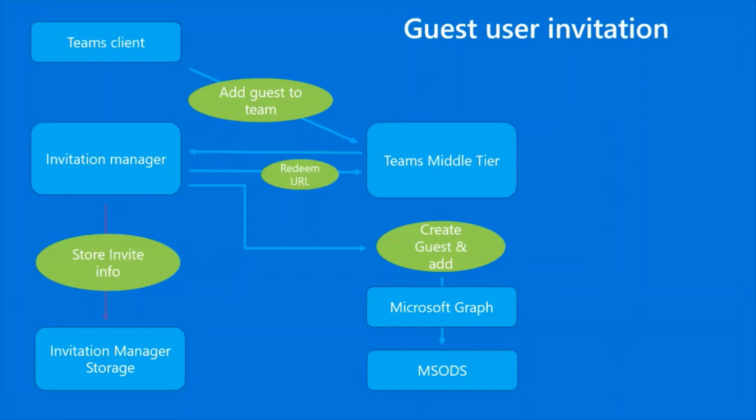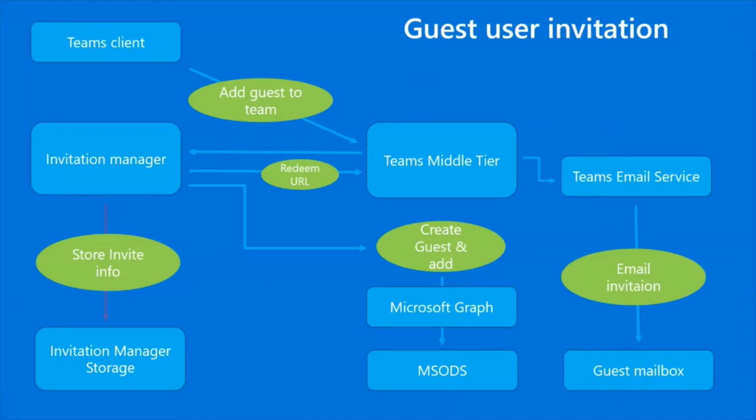There it will create and add the external user's identity in the Azure Active Directory. Once that is done, it will go back to the invitation manager, who will create a redeem URL for the external user to be used as an invitation and send it to the middle tier. Middle tier service will then contact the Teams email service, who will send an email to the guest mailbox. So this is the first part of the guest access, where a user sends an invitation to an external user.